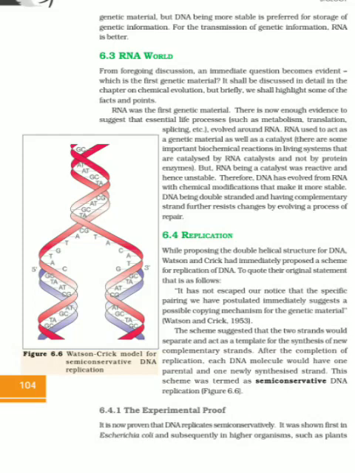There is now enough evidence to suggest that essential life processes such as metabolism, translation, splicing, etc., evolved around RNA. RNA used to act as a genetic material as well as a catalyst. There are some important biochemical reactions in living systems that are catalyzed by RNA catalysts and not by protein enzymes, but RNA, being a catalyst, was reactive and hence unstable. Therefore, DNA has evolved from RNA with chemical modifications that make it more stable. DNA, being double stranded and having a complementary strand, further resists changes by evolving a process of repair replication.